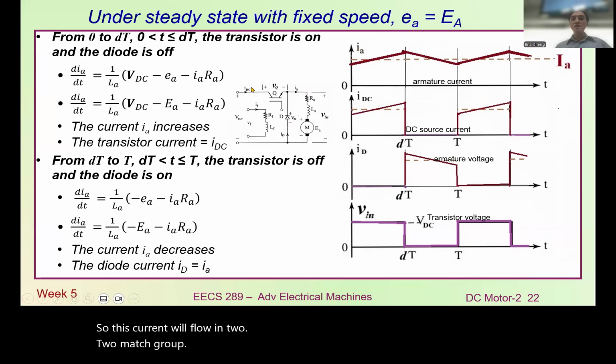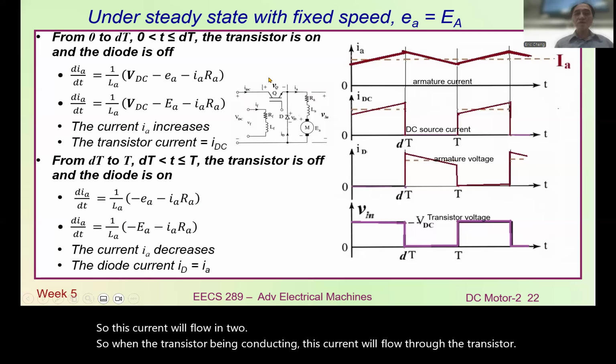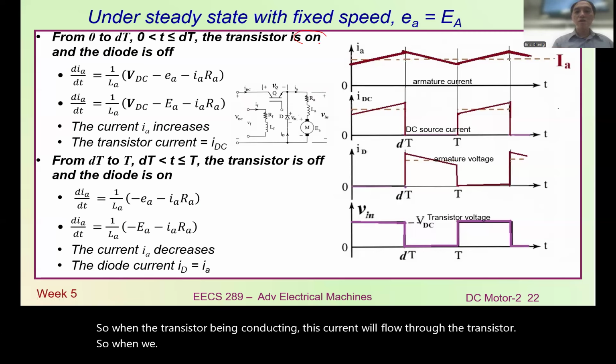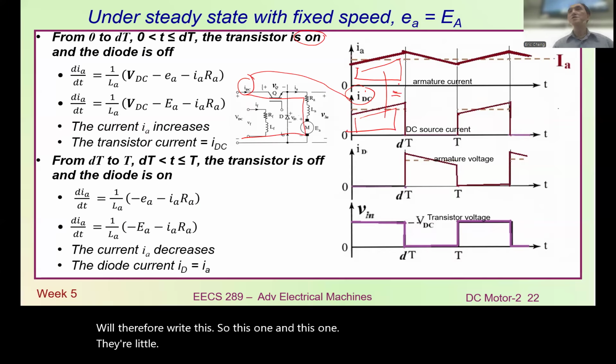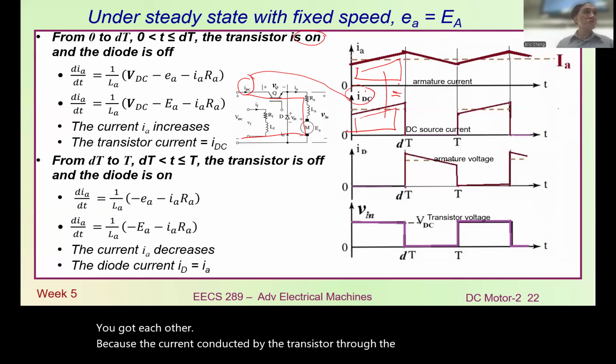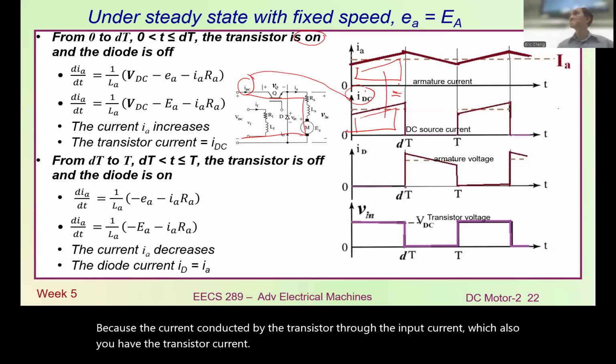When the transistor is conducting, this current will flow through the transistor. So when we turn it on, it goes through here. And that's why you can see that IDC here will look like this. They are equal to each other because the current is conducted by the transistor. So the input current, which also equals the transistor current, are supposed to be equal to each other.